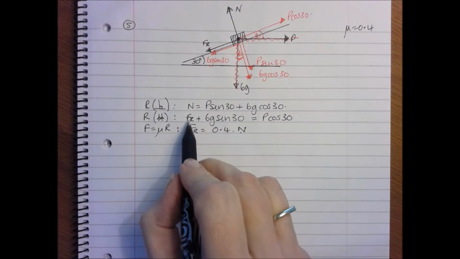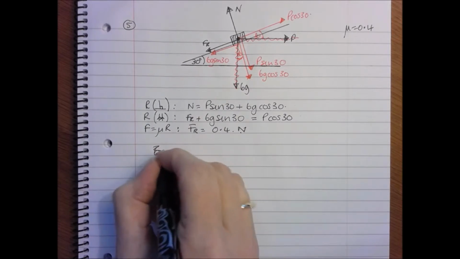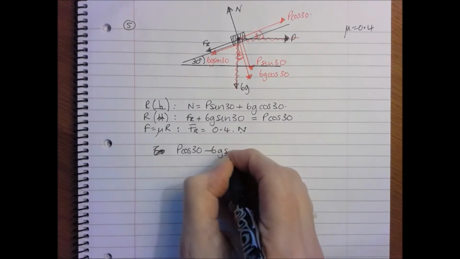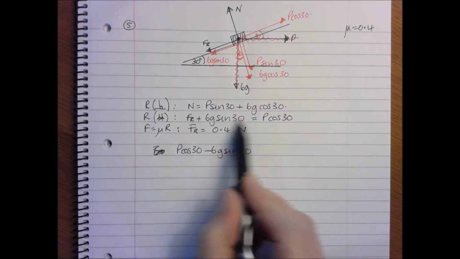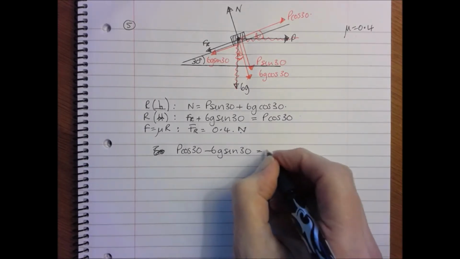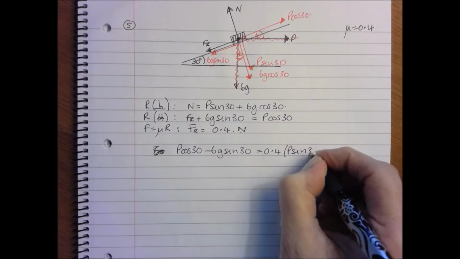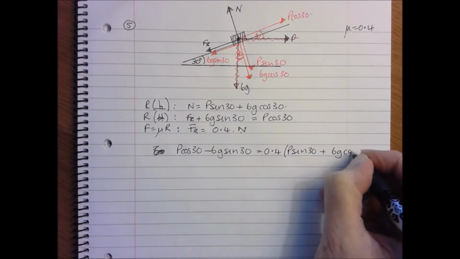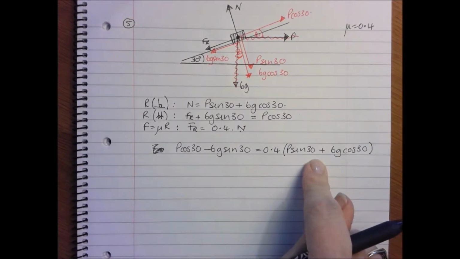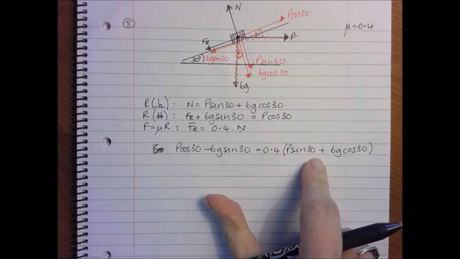So I can rearrange this second equation to say friction is equal to P cos 30 minus 6g sine 30. So my friction, from here, P cos 30 minus 6g sine 30, is equal to 0.4 multiplied by N. Now N is P sine 30 plus 6g cos 30. So I've now got an equation that's only got P's in it. Now if you look back at the question, it says part A, find the normal reaction, and part B, find the value of P.